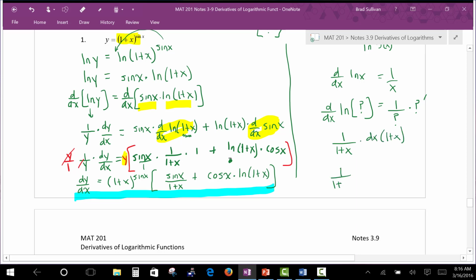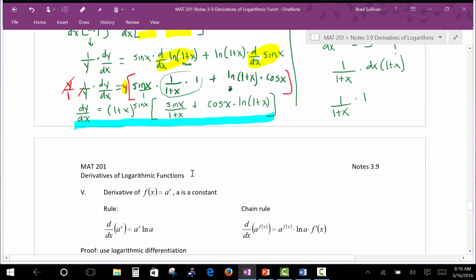So that's 1 over 1 plus x times 1. So that's where it came from. That's the chain rule for a natural logarithm. That's where that piece right there came from. Does that make sense? Right? Anything else you got a question on? Okay. All right, let's proceed and see what else we got here.